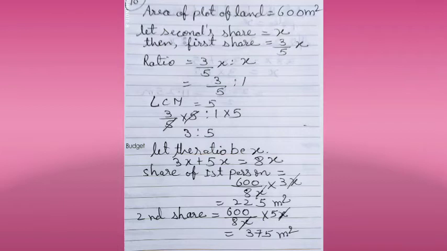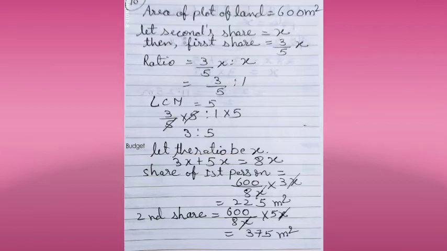And then we'll find out the ratio. So 3 by 5 x is to x. This will be equal to what? Yes, this will be equal to 3 by 5 is to 1. And here the LCM is 5. I have discussed also in the previous video that we can find out the LCM, and then we can multiply each fraction with that LCM to get a whole number. So here the final ratio we will get is 3:5.